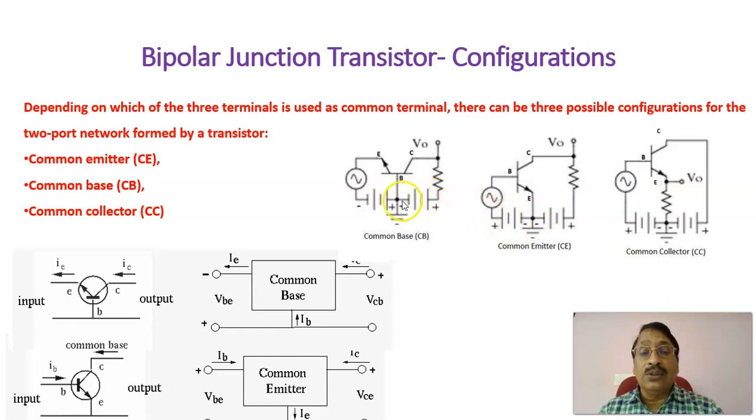Therefore, if you look at this terminal, you are applying the input between emitter and base for a common base. Similarly, you will get the output, as the load is connected between collector and base, because we can connect a short circuit. Here the DC source can be removed and replaced with a short circuit.